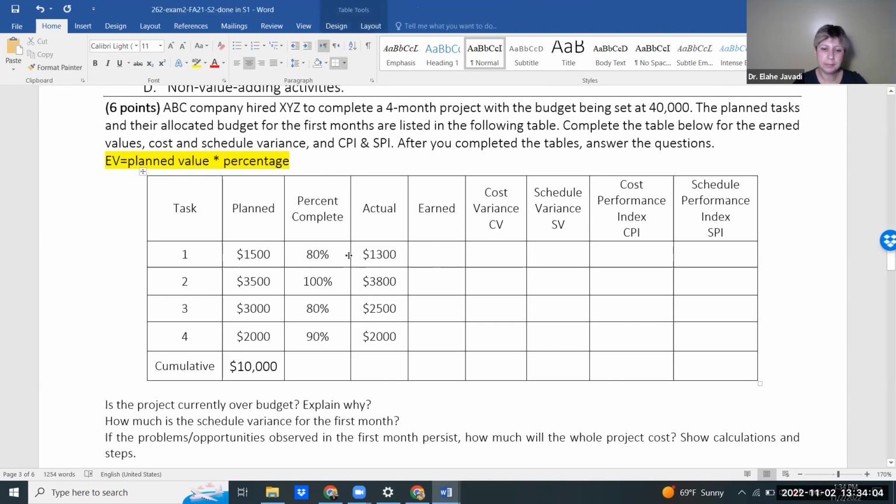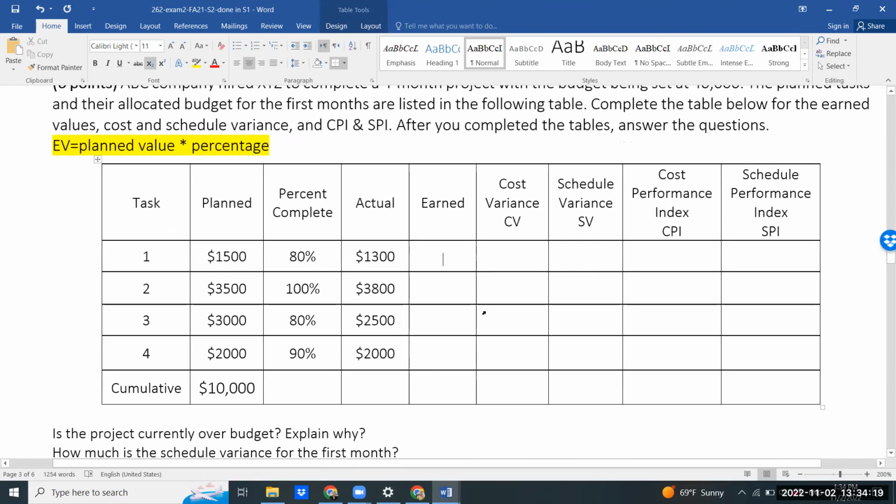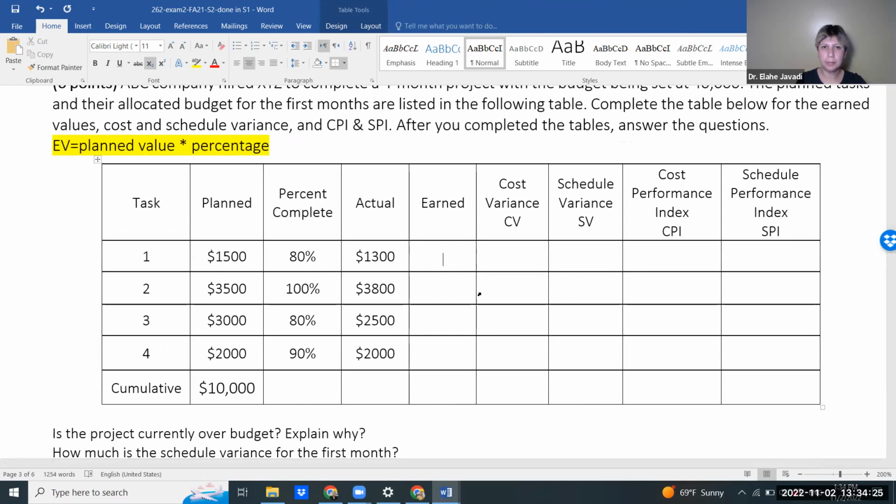Earned value is percentage complete times planned value. We're going to calculate that. Dana, you're the first one. Task 1, please. It would be, sorry, let me pull my calculator out real fast. That's good. So everyone, you need the calculator, or you can bring your phone, or you can use the computer calculator, but you cannot use your laptop's calculator. It'd be 1,200. 1,200. Thank you, Dana.